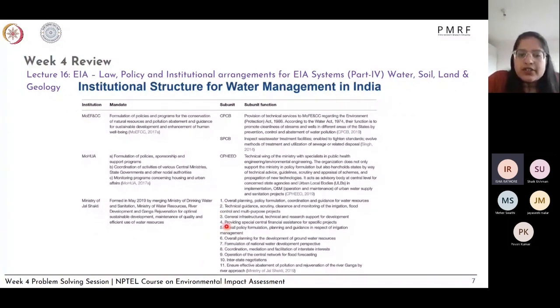So it looks at drinking water sanitation, water resources, Ganga rejuvenation, and river development. So all of these functions and mandates of the older ministries are being transferred into the newer functions of the ministry. So these are the key institutions for water management in India.